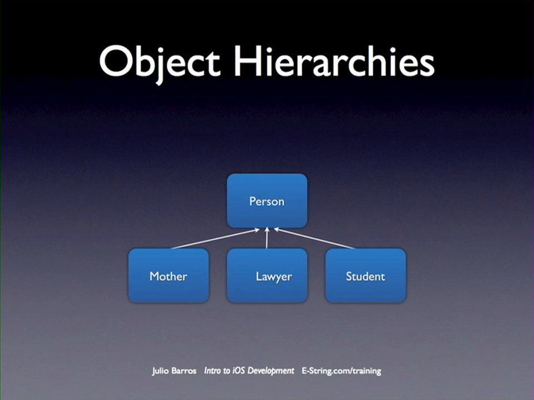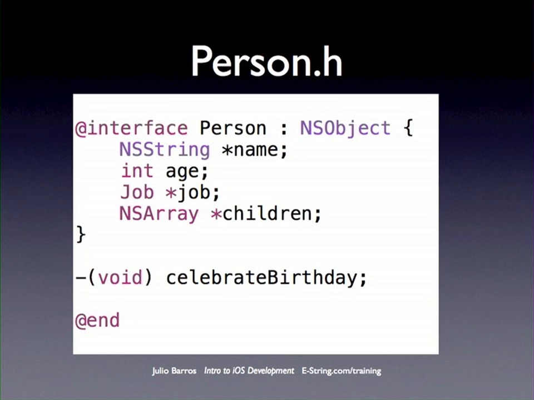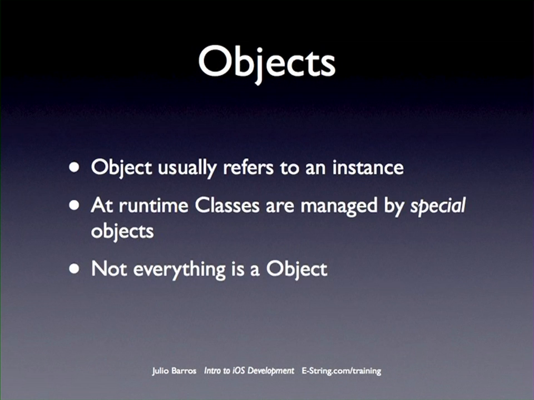One thing to look out for is that you might be tempted to create something like this, where a lawyer is a special kind of person, and mothers are special kinds of persons, and students are special kinds of persons. But this won't let you have mothers that are lawyers or lawyers that are students. It's easy to overuse inheritance, so we try to use composition instead. In this case, we might want our Person object to have a job variable instead to track if they are a lawyer, and a children variable to keep track of their status as a parent, and so on.